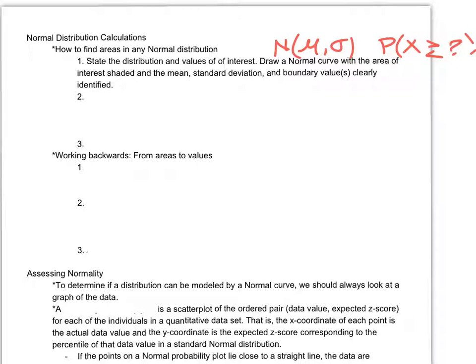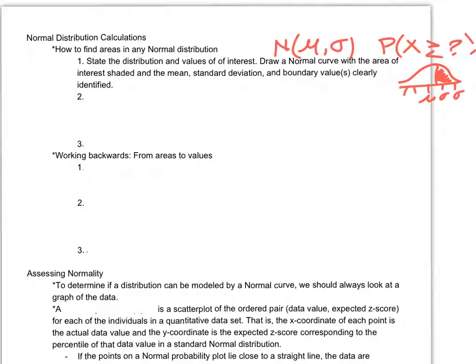Okay? Then you're going to draw your normal curve with the area of interest shaded and the mean and the standard deviation as well as boundary values clearly identified. So you would draw your curve, you'd put in your mean, you'd put in the values of standard deviations, right? And you put all of that in your curve. Then let's say you're looking for this specific area. You draw the boundary of the area and highlight, shade, whatever it is that you're looking for.